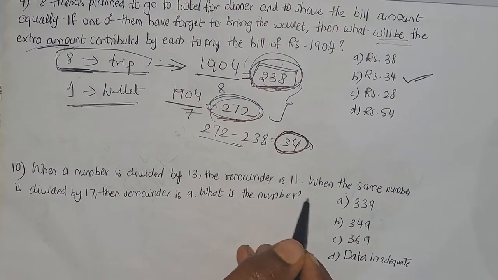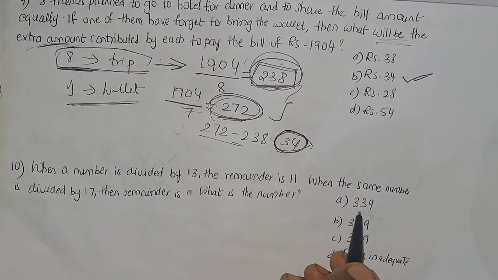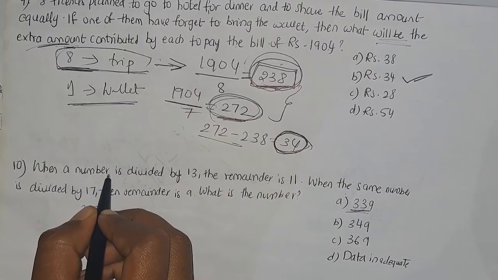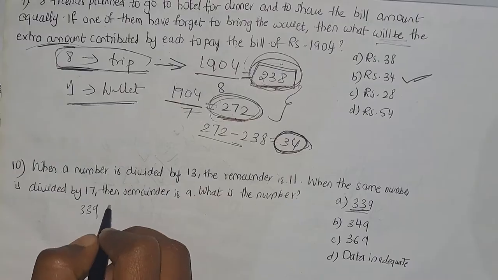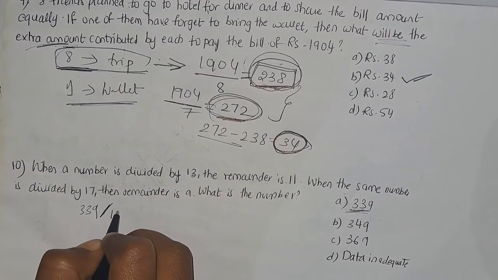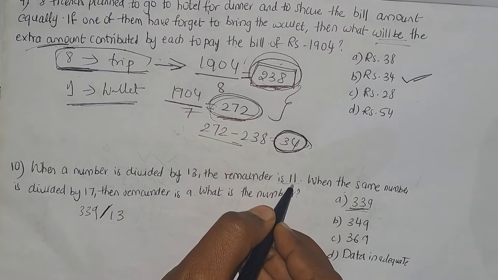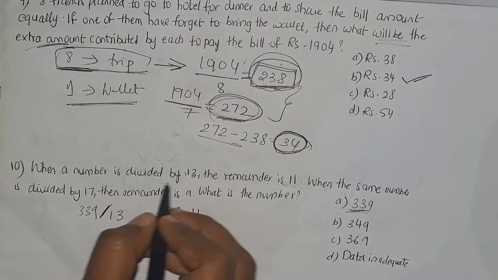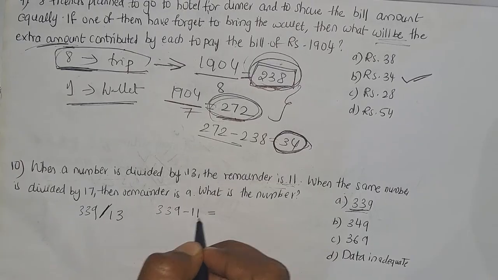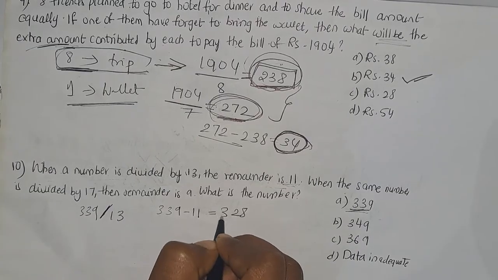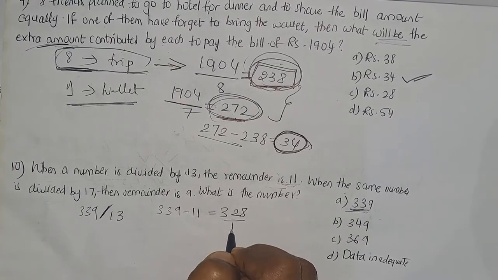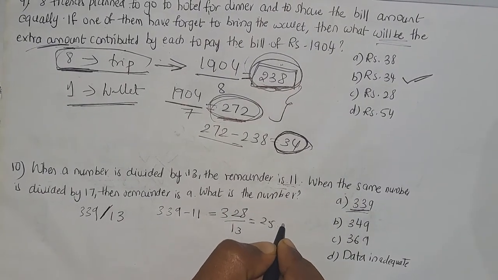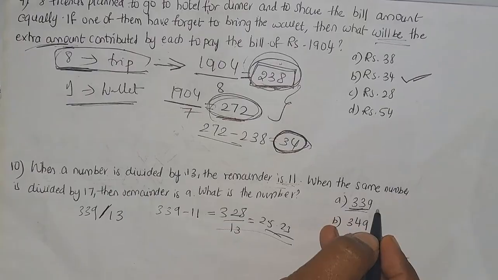So for this question, let us find out using the options. So let us consider our number is 339. When a number is divided by 13, the remainder is 11. If you divide this with 13, its remainder is 11. So now if you remove this 11, then the number is divisible by 13 according to this statement. So how much will you get here? 328 divided by 13. You will get something like 25.23, so it is not divisible. So don't go with this option.